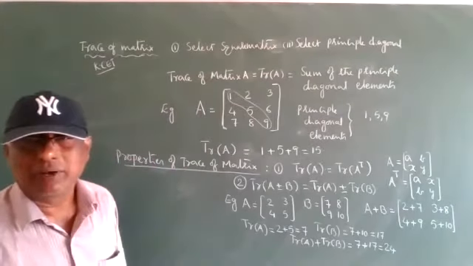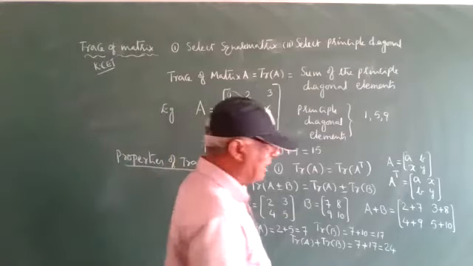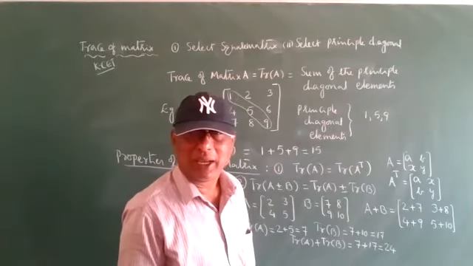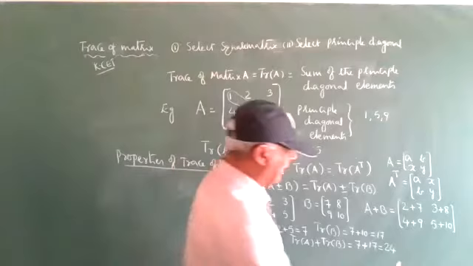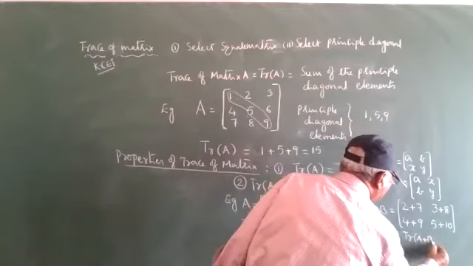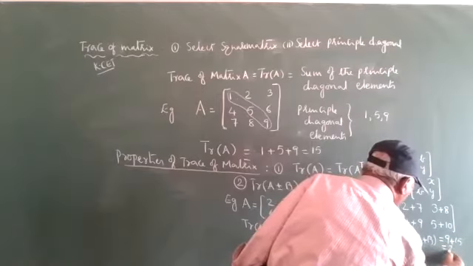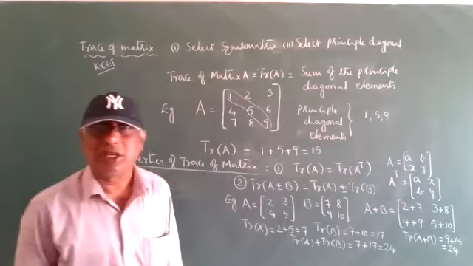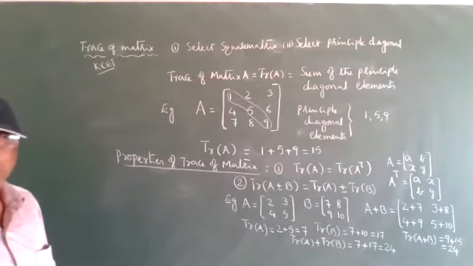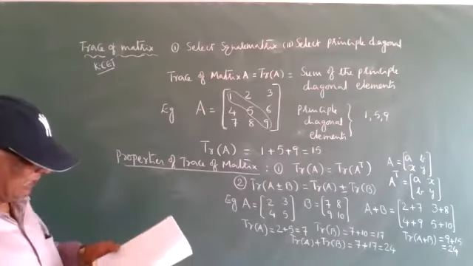Very good. Now you can see A plus B: what is 9 plus 15? 24 only. So the trace of A plus B, first 9, next 15, is equal to 24 only. Trace of A plus B is equal to trace of A plus trace of B. Okay? Minus is also the same. You can take one, apply the minus, and we get the same. Next one.